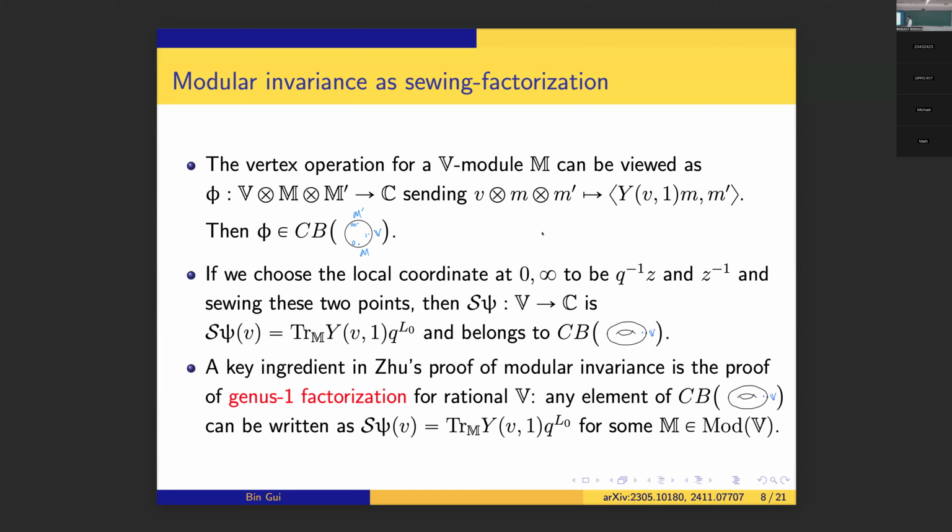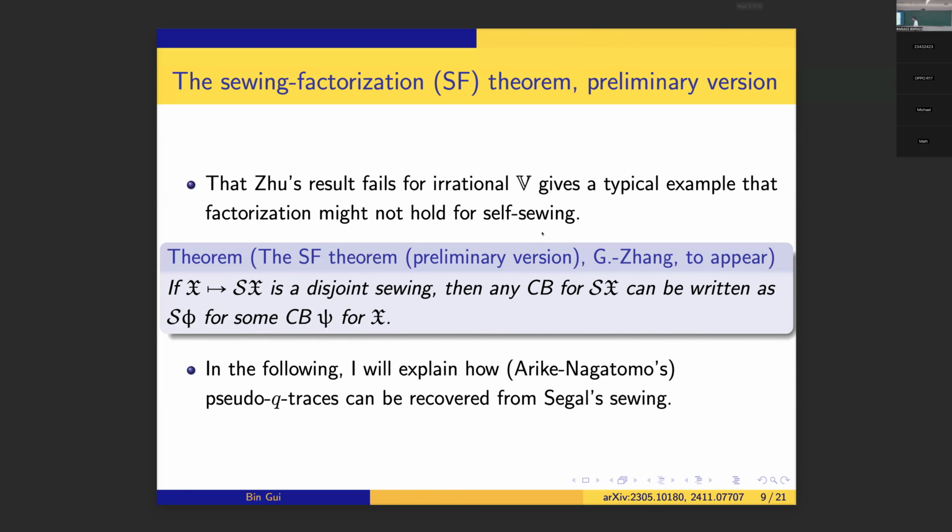But if you really want to explain all these things rigorously, you have to cover these connections, this kind of thing. But for my talk, I prefer to ignore them at this moment. And I just want to point out that a key ingredient, and probably the most important ingredient in Dong's proof of the modular invariance, is to prove the genus one factorization, which means to prove that any genus one conformal block could be written in this form. So this is the most important step in Dong's proof of the modular invariance. And Dong's result, as I said before, fails for irrational VOAs.